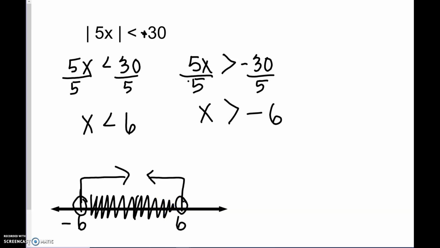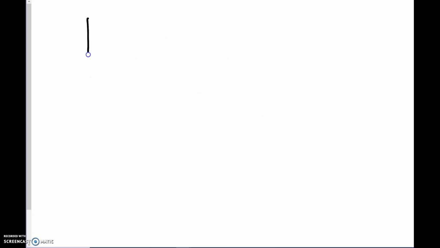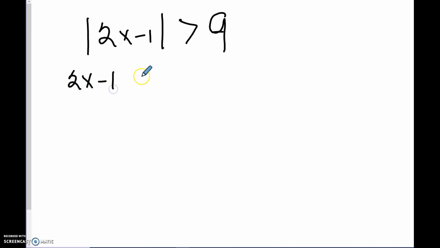Okay, so let me just try to quickly squeeze in another one here. And if we have the absolute value of 2x minus 1 is greater than, let's just say a positive 9 here. All right, so to solve that greater than, we're thinking it's going to go out because it's an or problem. So our first case is 2x minus 1 is greater than 9. And the second case is going to be 2x minus 1 is less than a negative 9. So we flip it and make it negative.